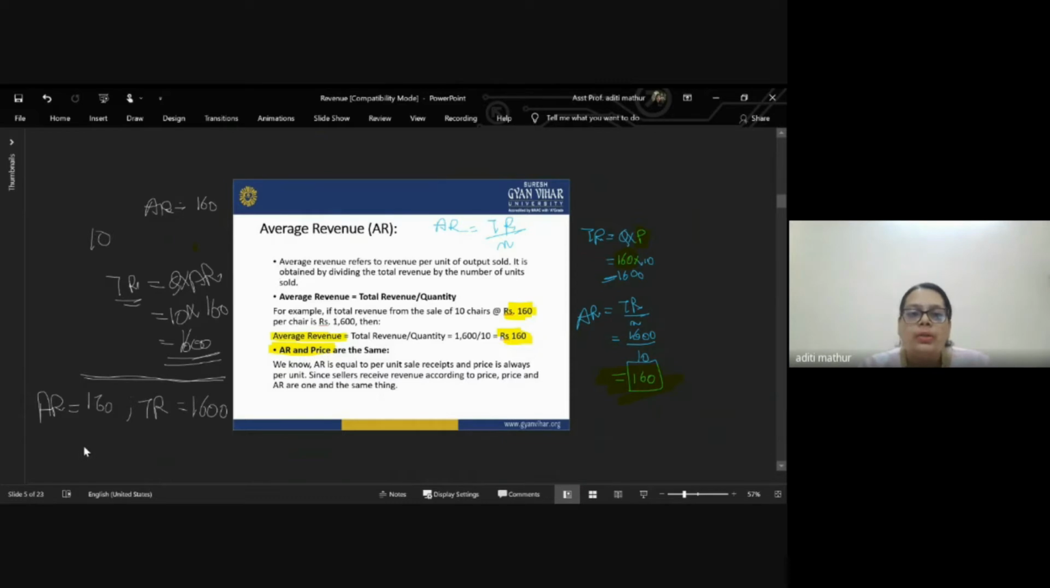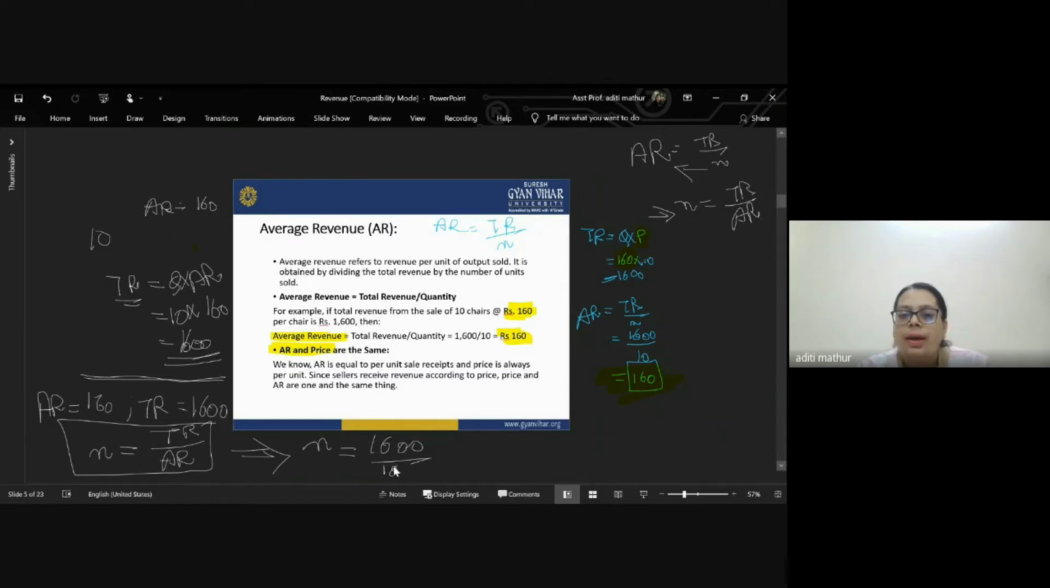So for that, what you're going to do is simply divide your total revenue by your average revenue. Now, how have we reached this formula? Let us continue with our formula of AR is equal to TR divided by N. With the help of simple maths and linear equation with cross multiplication, we can say that our N will be equal to TR divided by AR. So if you calculate further in this illustration, you will find that your N will be equal to 1600 divided by 160, which is equal to 10 units.